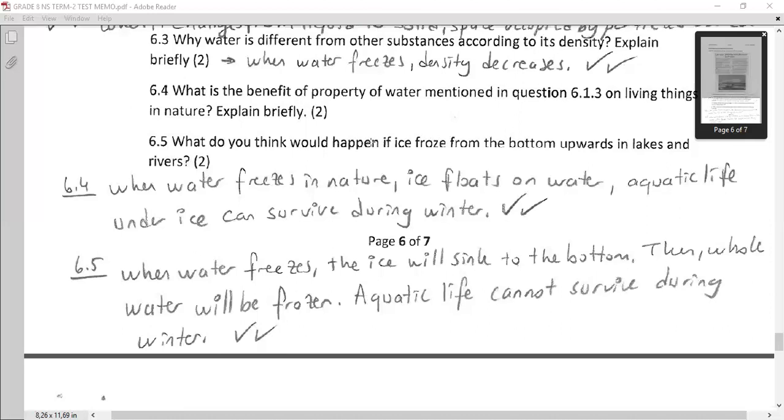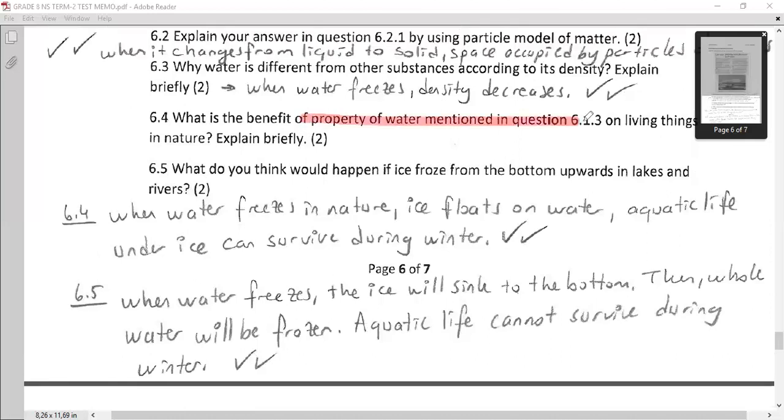6.4. What is the benefit of the property of water mentioned in 6.3 on living things in nature? Explain briefly. When the water freezes, as I just discussed and as mentioned in the case study text, in nature ice floats on water. When the ice floats on water, the aquatic life under the ice can survive. It can keep the water warm and insulate the water. The animals and the plants don't get frozen. Anything similar to this, you get full marks.